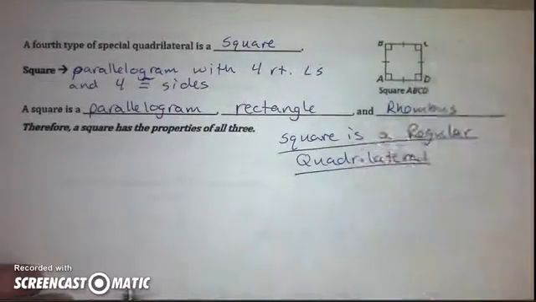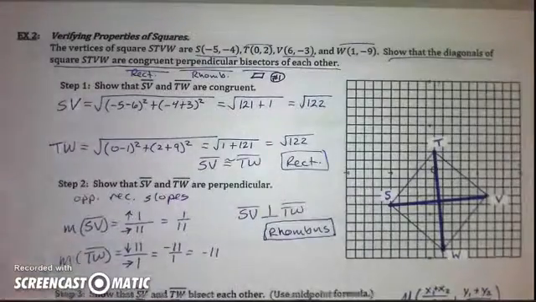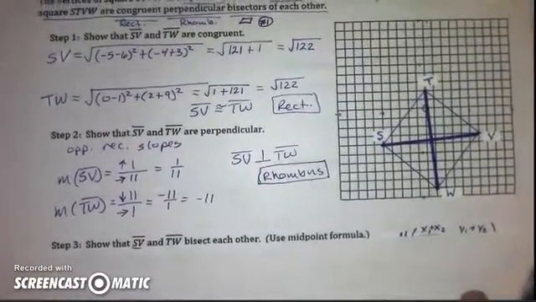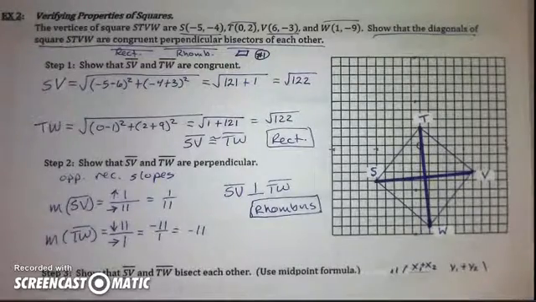Okay? And so then we started to take a look at how to put this stuff on the graph and how to work with our formulas in a graph to verify that we have these properties of a square.